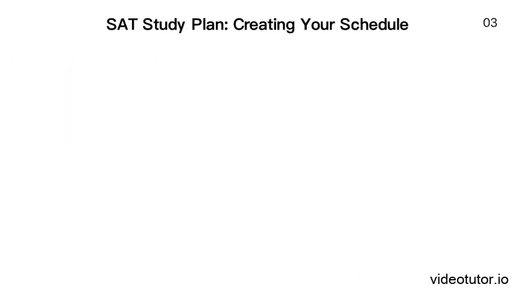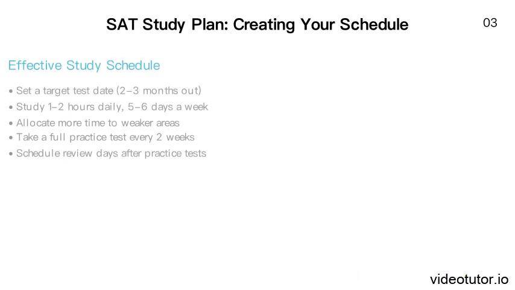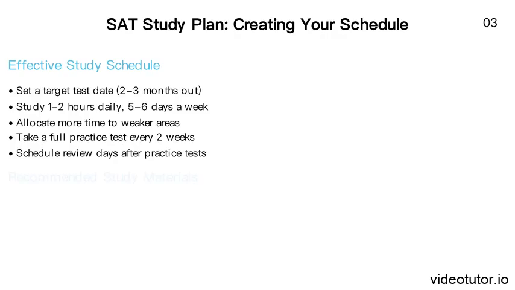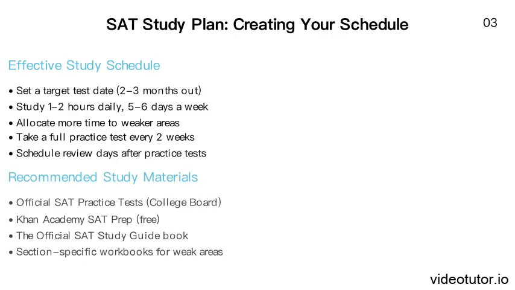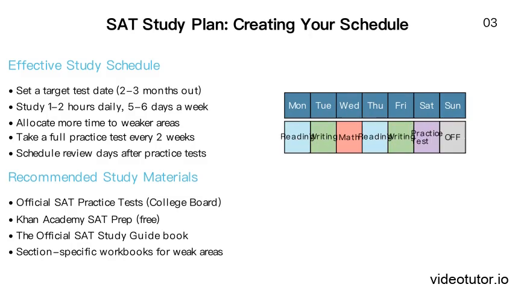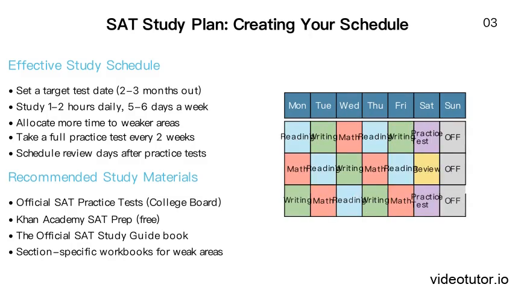Now let's create an effective study schedule for your SAT preparation. Set a target test date about 2 to 3 months from now. Plan to study 1 to 2 hours daily, 5 to 6 days a week, with more time allocated to your weaker areas. Take a full practice test every 2 weeks and schedule review days afterward to analyze your progress.